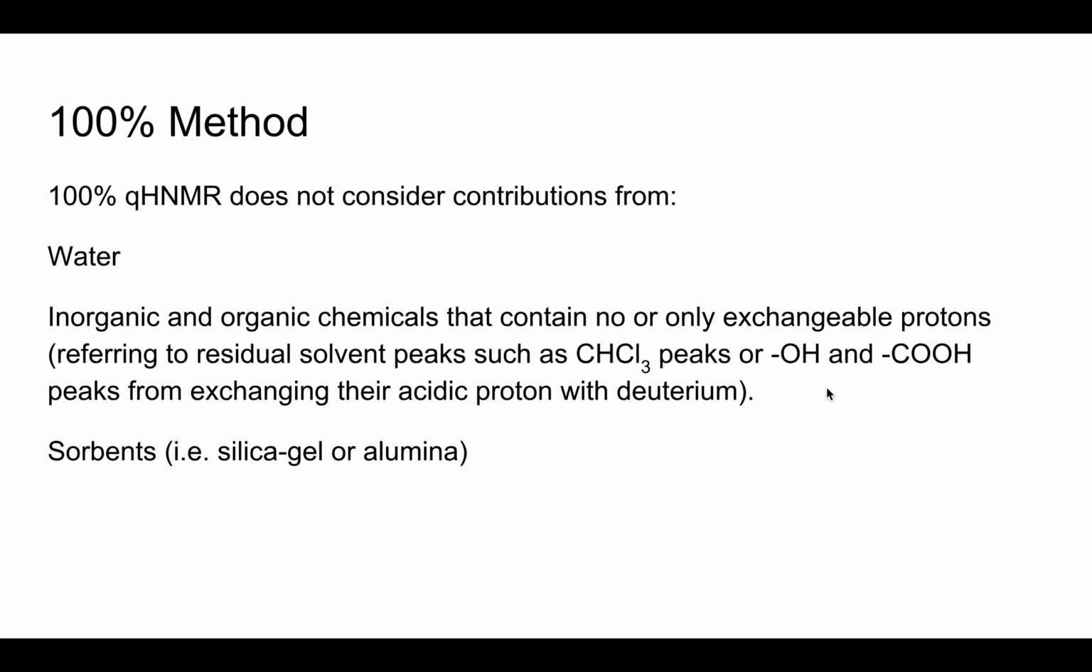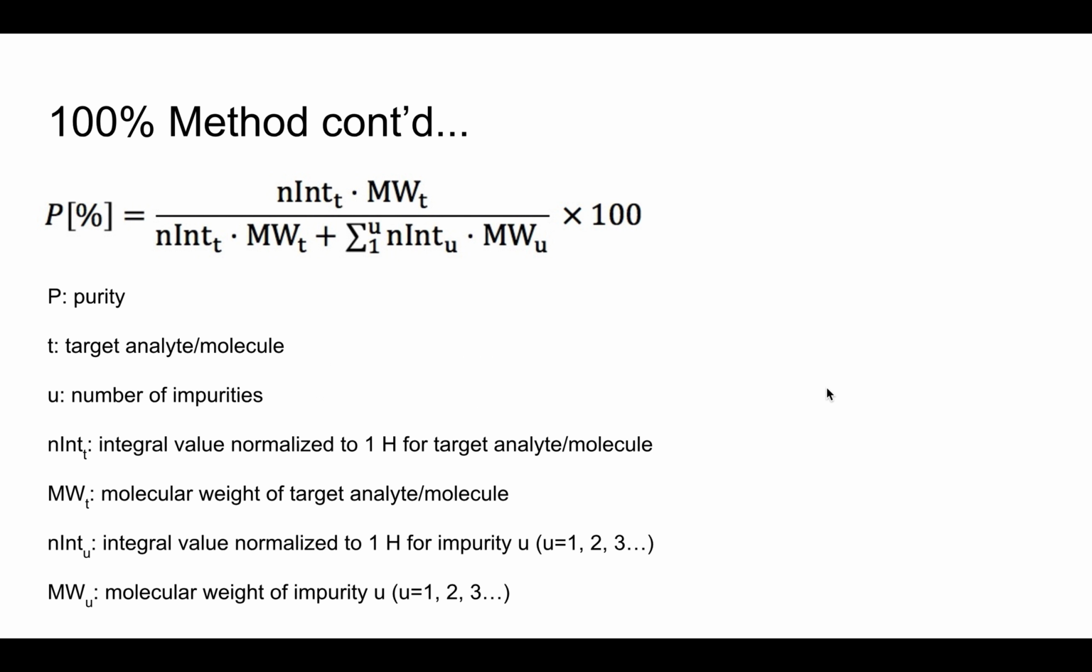You simply ignore them. And lastly, the 100% proton NMR method does not consider sorbents such as silica gel or alumina. Silica gel or alumina can appear in your NMR spectrum if you were using column chromatography or PTLC, for instance, as a purification technique. So the main goal of the 100% method is to calculate the percent purity using this formula right here.